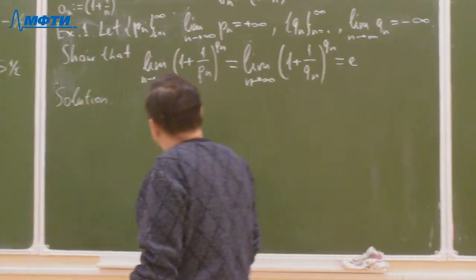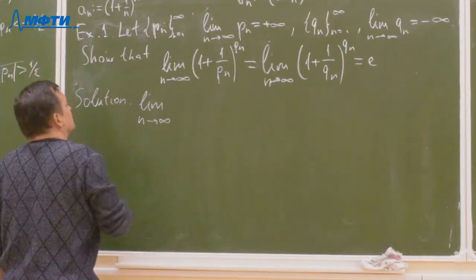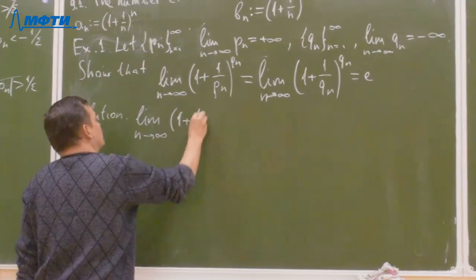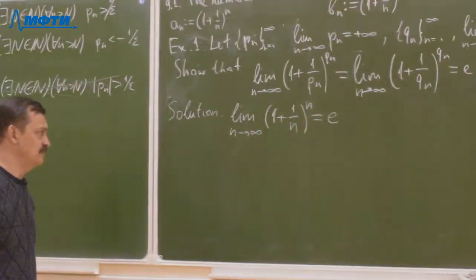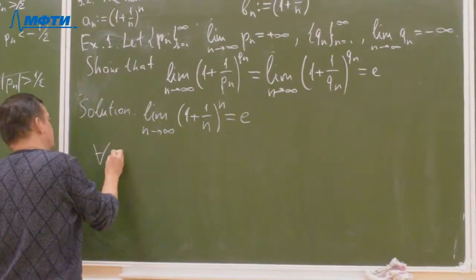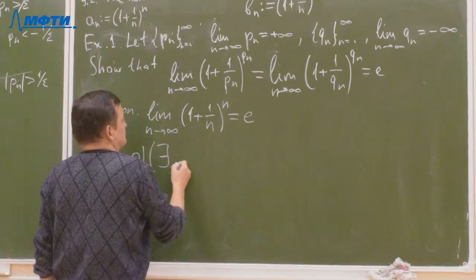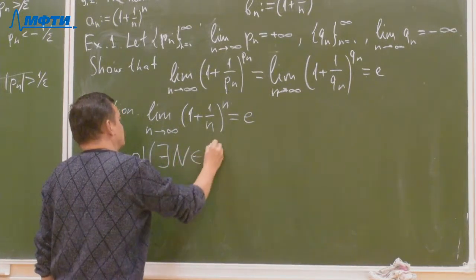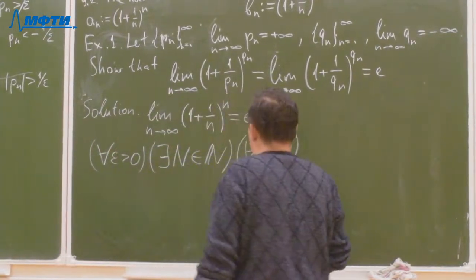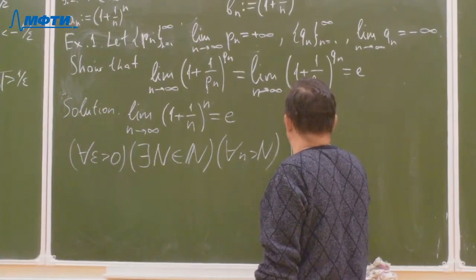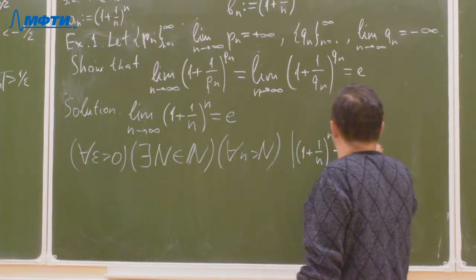Look, we know that the limit as n goes to infinity of (1 plus 1 over n) to the power n equals e. What does it mean? It means that for arbitrary epsilon greater than 0, there exists a capital N natural number such that for all n greater than this capital N, we have modulus of (1 plus 1 over n) to the power n minus e less than epsilon.